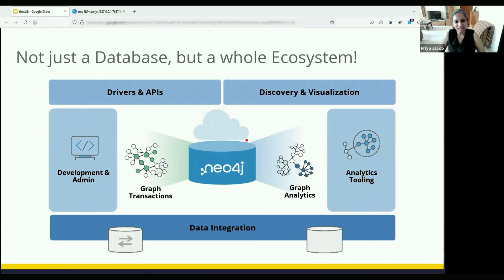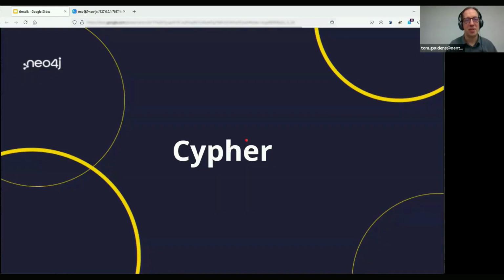Yeah, but that said, is there a way to interact with Neo4j, Tom? Do we have a query language of our own? Oh, absolutely. We do, and it's called Cypher.